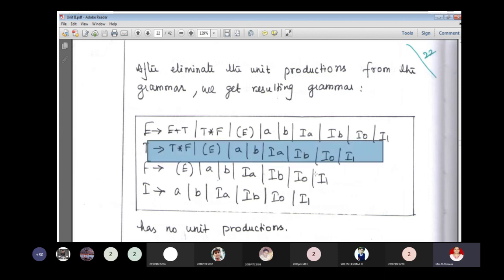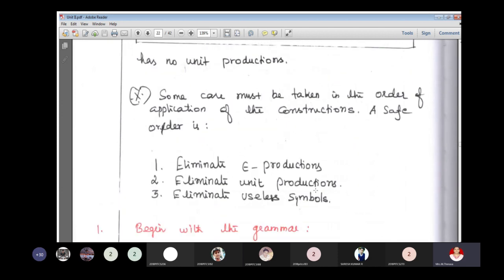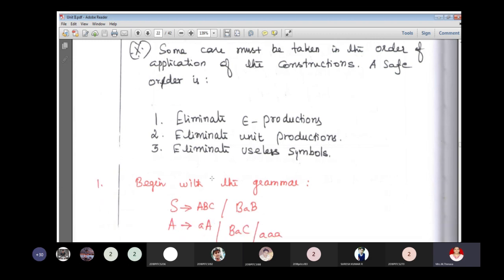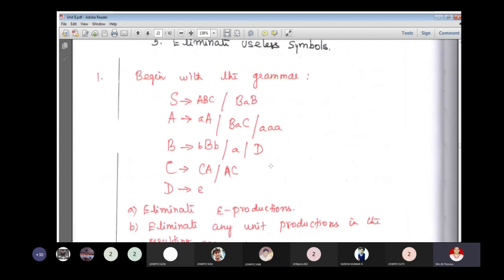So these are the three steps you have to do in order to simplify the grammar. Some care must be taken when we go for the simplification of grammar. This is the safe order. First, you have to eliminate the epsilon production. With the resultant grammar, you have to eliminate the unit production. With the resultant grammar, you have to eliminate the useless symbol. So this is the safe order. We'll see one example for that.